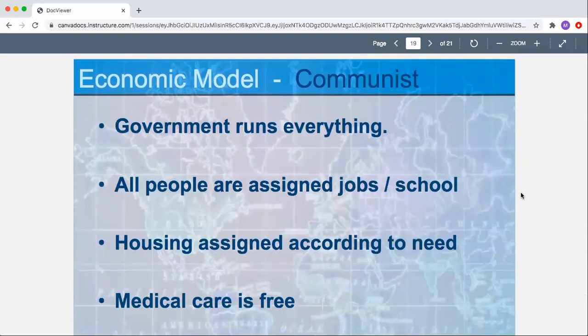So a communist is a little different. Government runs everything. All people are assigned a job and a school, so it's very little choice. Housing is assigned according to what people need, and medical care is free. So this kind of wraps up where the government is in charge of everything, and they give you a job, they give you a school, and housing is based on whoever needs to be where they need to be, and there's free medical care.